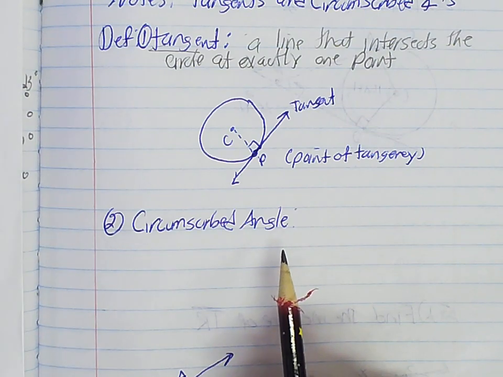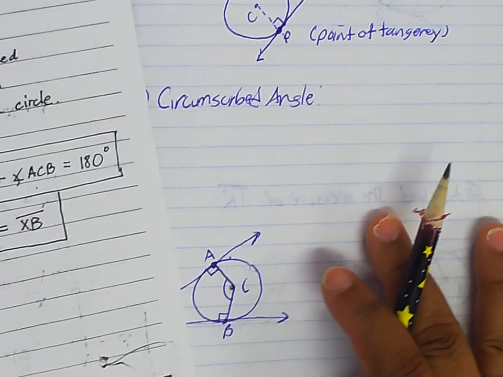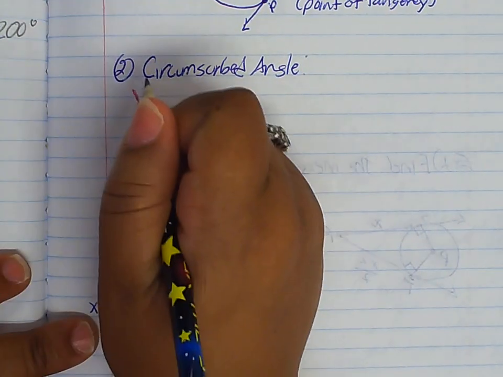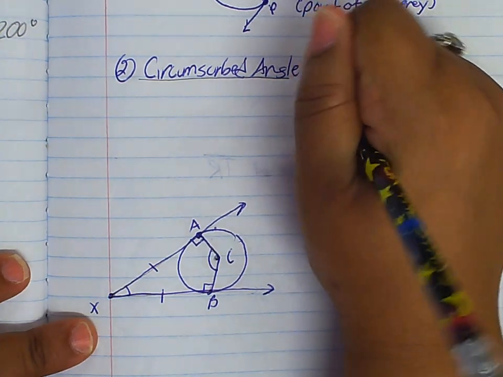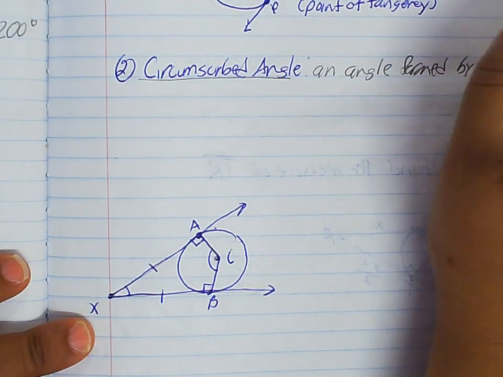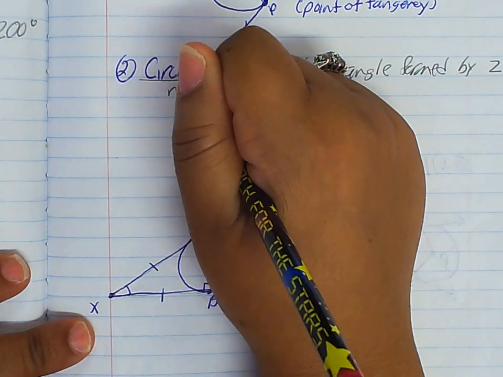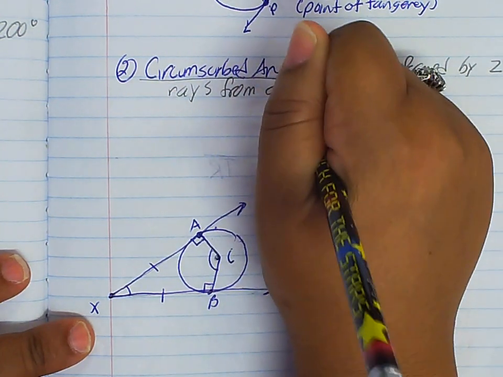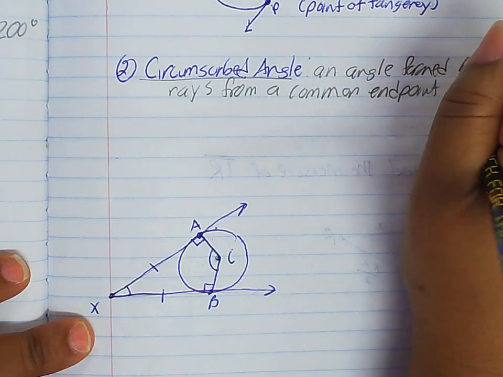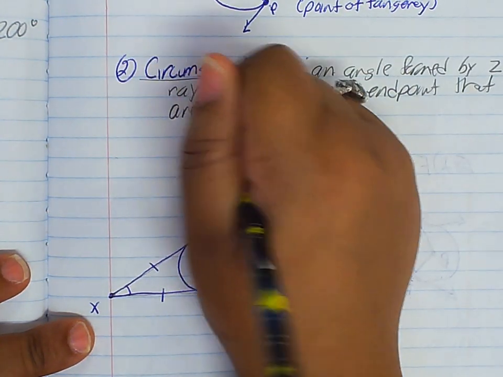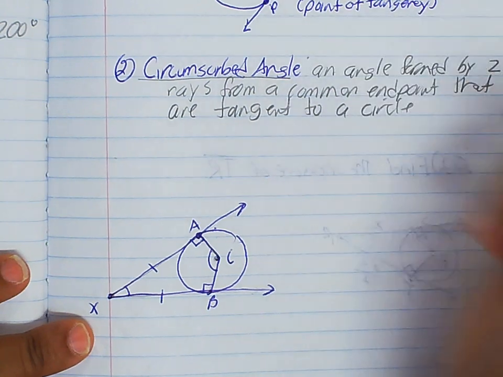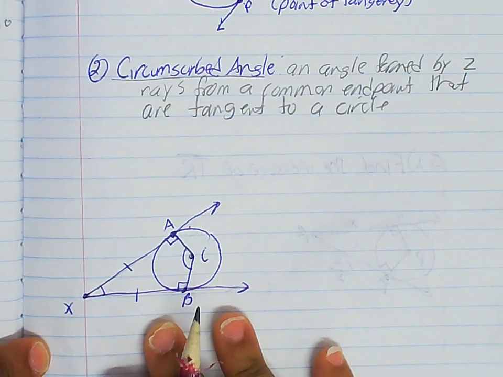All right, so let's look at number 2, circumscribed angles. So we move this up a little bit. Okay, a circumscribed angle is an angle formed by two rays from a common endpoint that are tangent to a circle.